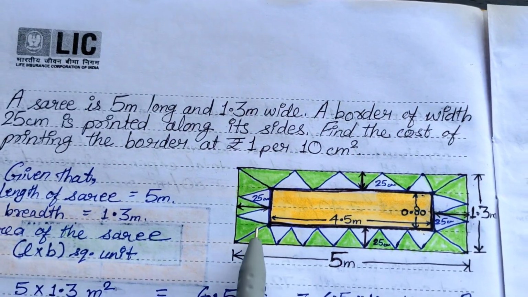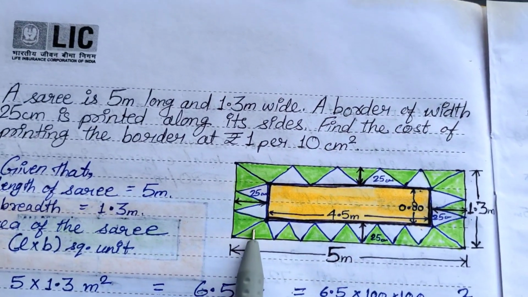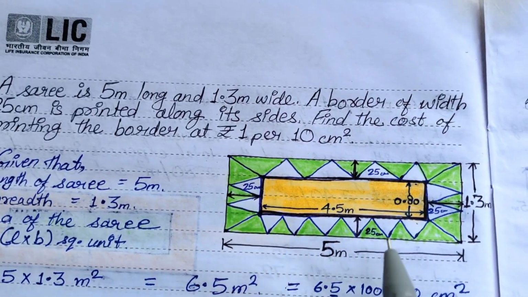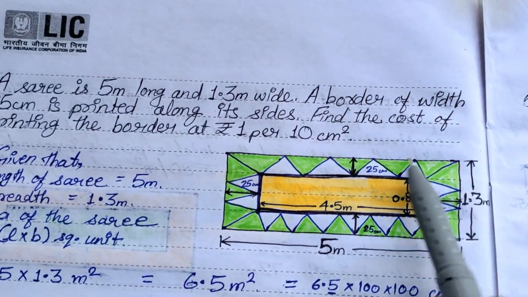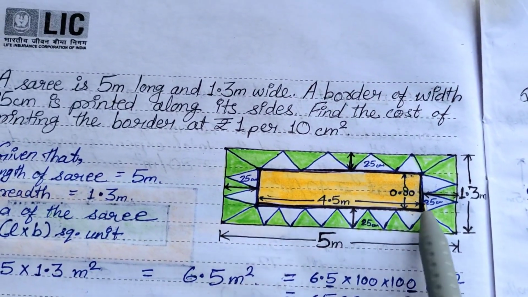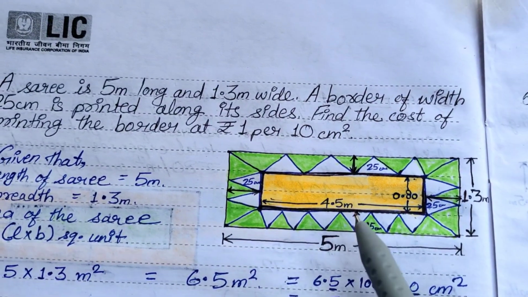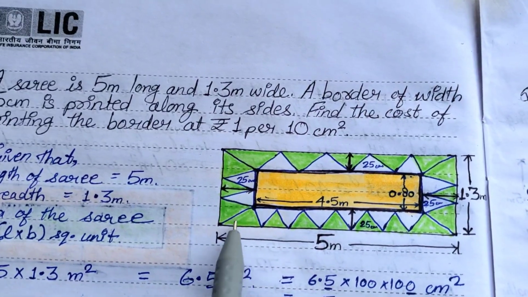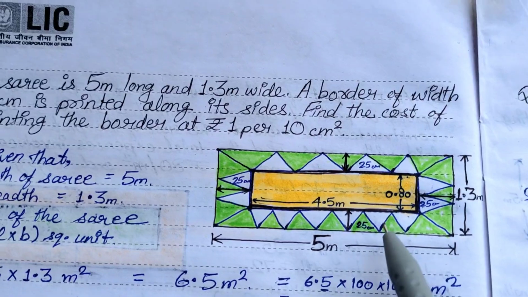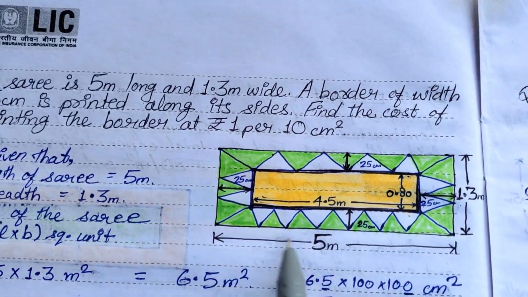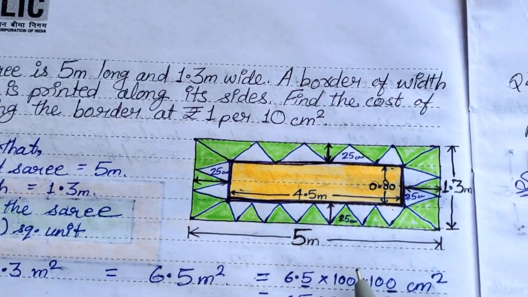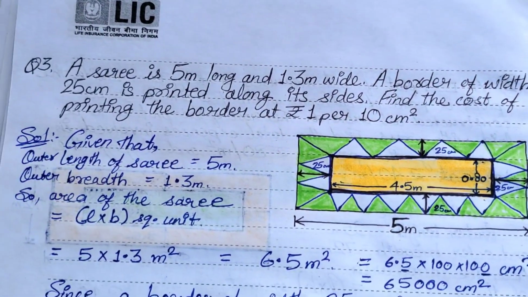So we have to find the area of this border. To find the area of this border, first you have to find the total area, or say total area of the sari. Then this inner area of the sari, and after that to find the border, area of the border, you have to subtract the inner area from total area. Now let's see the solution.